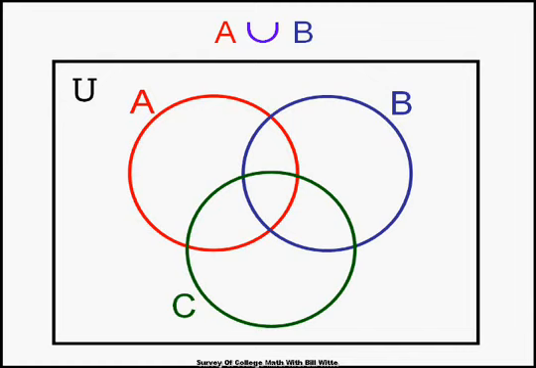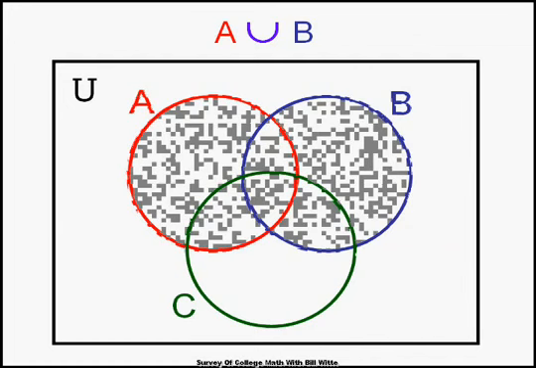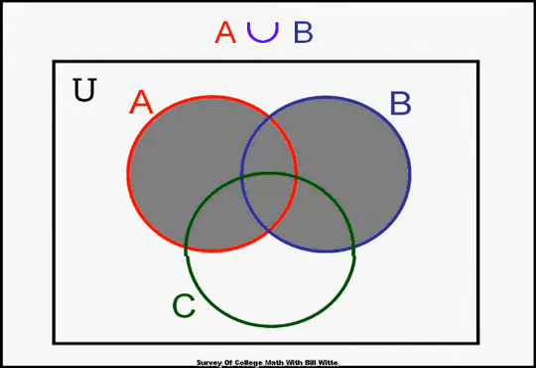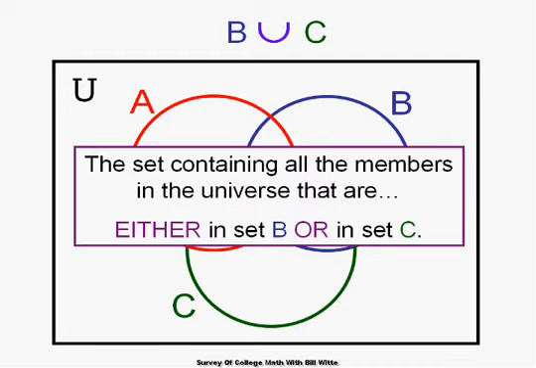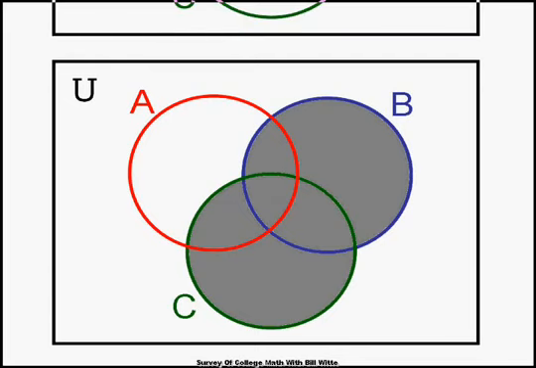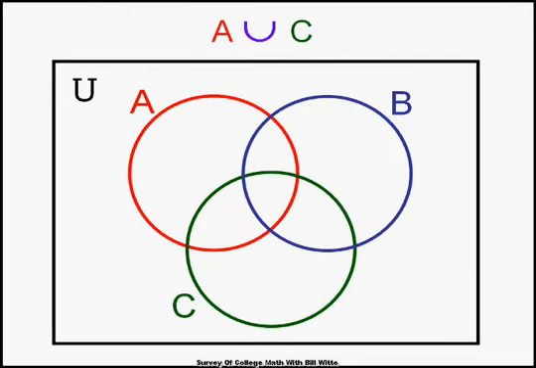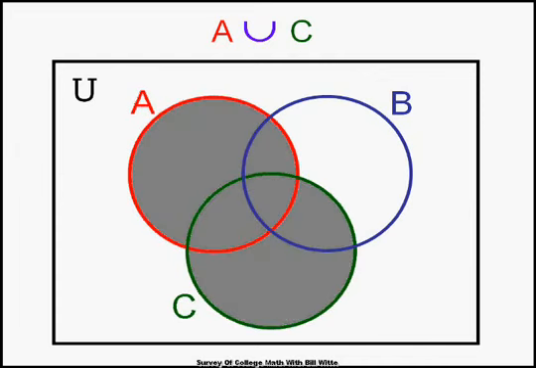What do you think the union of A and B is? We did this already. All you have to be is in A or B. That's easy. And B union with C, all you have to be is in B or in C. Excellent. And A union with C, all you have to be is in A or in C. You just have to pay attention to what the letters are.